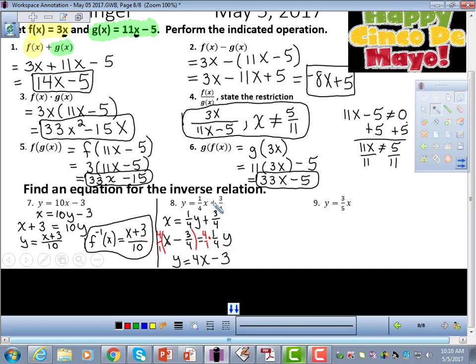The original is a function, a linear function. The inverse is a function, a linear function. Doesn't have to be linear, just as long as they're both functions. So since they are both functions, we're going to use the function notation f negative 1 of x is equal to 4x minus 3. Beautiful.